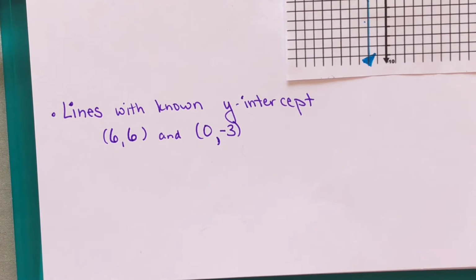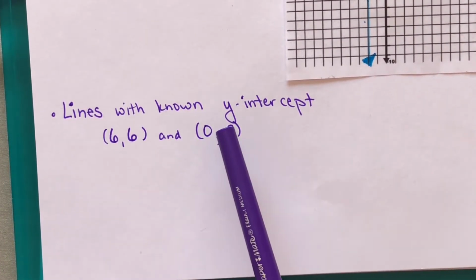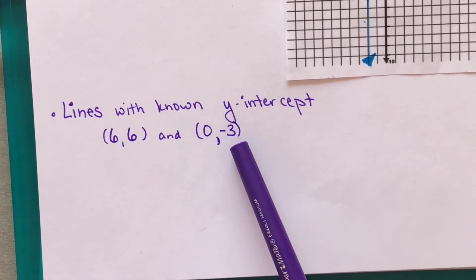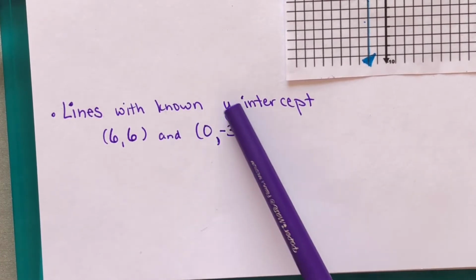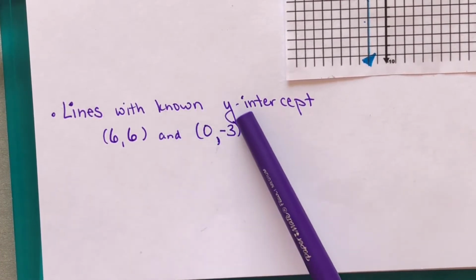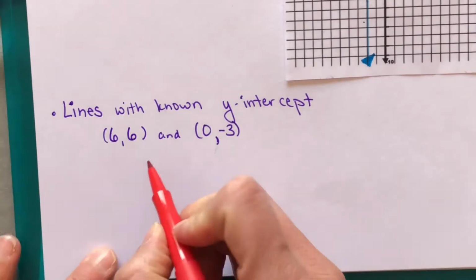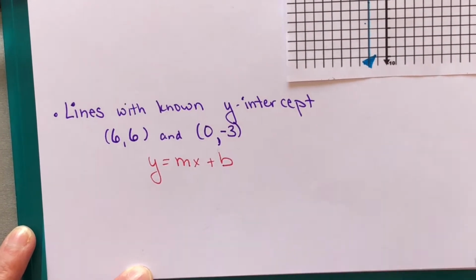All right, so let's say we're asked to write an equation for a line that goes through (6, 6) and (0, -3). Anytime one of the points you are given is the y-intercept, remember that's when x equals 0, this is a situation where you can make your life much easier because we already know a piece of the equation. So remember that we're looking for y equals slope times x plus the y-intercept.